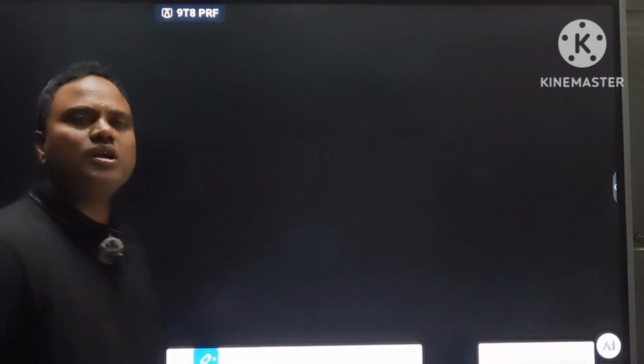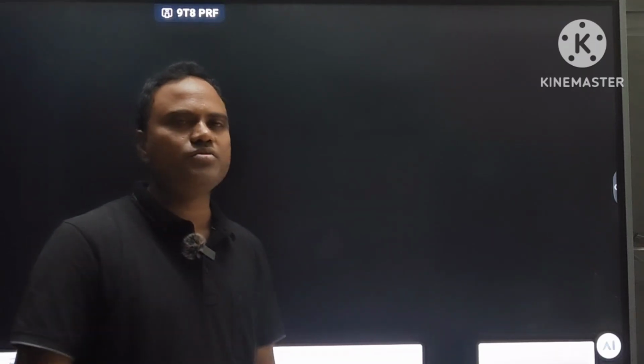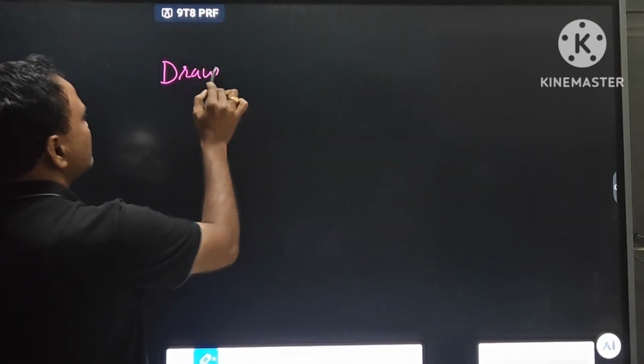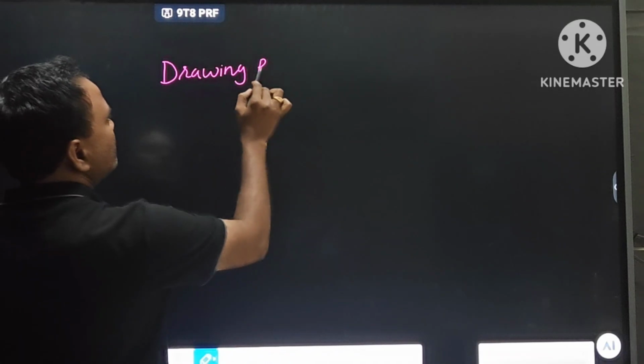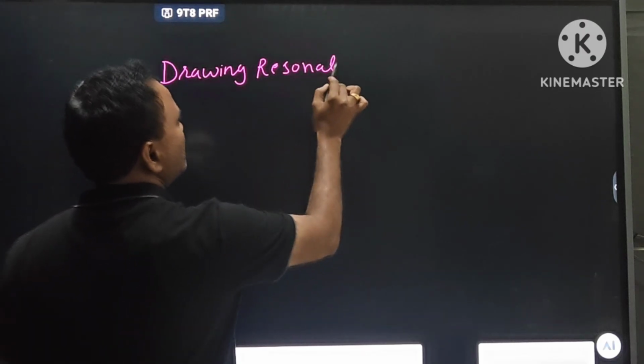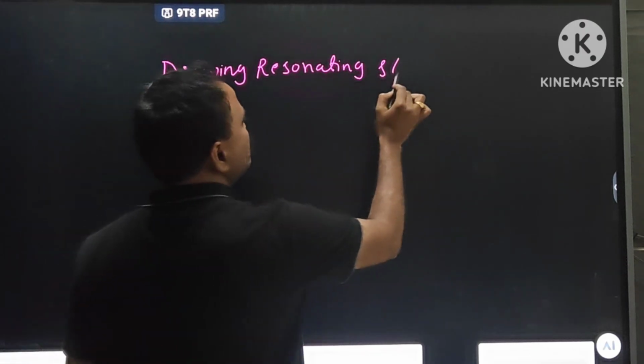Let us see how to draw the resonating structures. This is also very important. We completed the conditions to draw resonating structures. Let us see how to draw resonating structures. Drawing resonating structures.